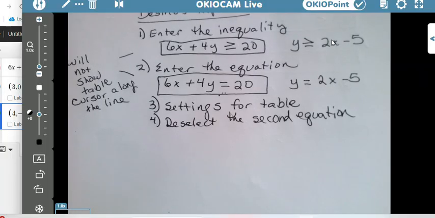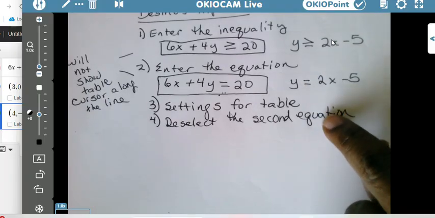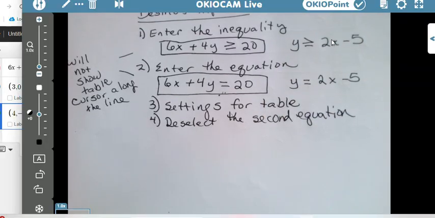Alright, so we're going to enter the inequality. We're going to enter the equation. We're going to select the table, and we're going to deselect the equation. That's 4 things. Moving to the graph in 5, 4. Repeat what we're going to do. We're going to type this in for equation number 1. We're going to type this in for equation number 2. We're then going to go and get the settings for this equation, and we're going to deselect that second equation because we want the table, but we only care about the inequality, not the table. I hope that makes sense to you. We're going to do it now.